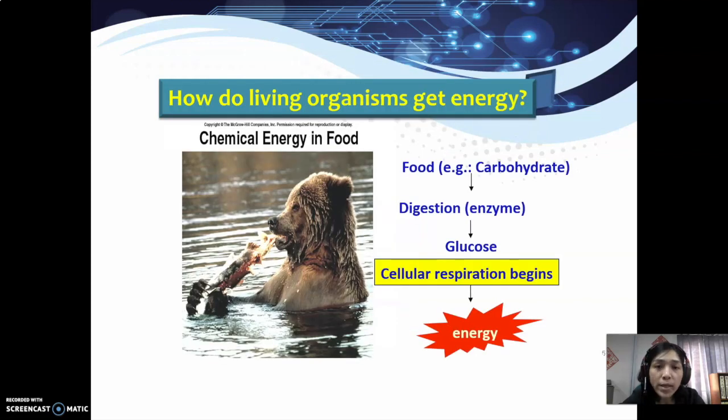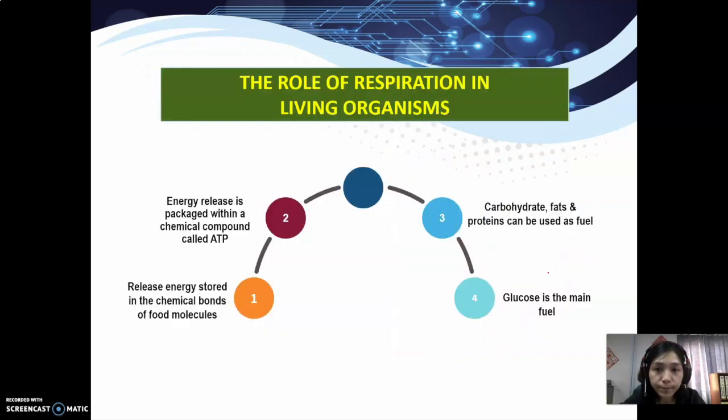So how do we get the energy? For example, for animals, we ingest food. For example, we take some rice in the form of carbohydrate. When we digest the rice using enzymes, the rice will be broken down into glucose. When there is glucose, cellular respiration will begin to form energy.